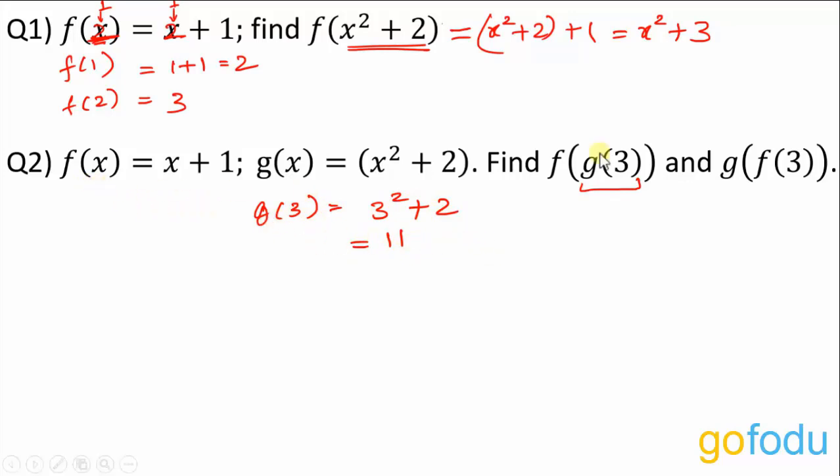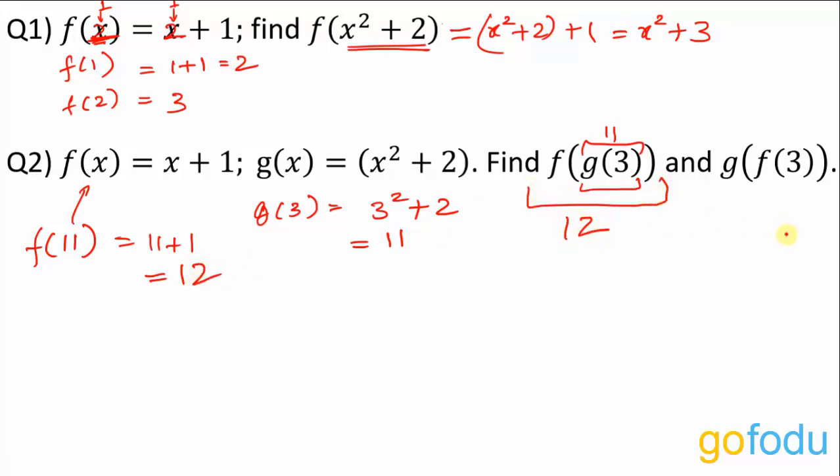And so g of 3 is 11. Now we have to find f of 11. For f of 11, we will put 11 in place of x, and on the right hand side we'll get 11 plus 1, that is 12. So f of g of 3 is 12.